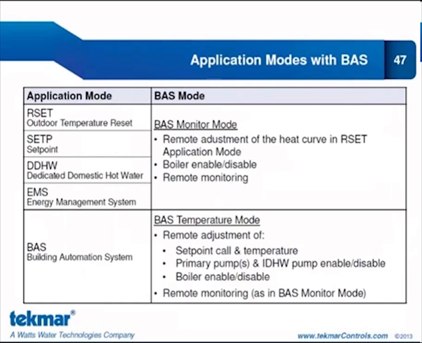And BAS temperature mode will allow for greater adjustment. So you can remotely adjust the set point call and temperature. The BAS will write to the 284 a set point call and a set point temperature, and the 284 will need both. You could also write the operation of the primary pumps and the indirect domestic hot water pump. You can enable those and disable those. And you can also enable and disable boilers.